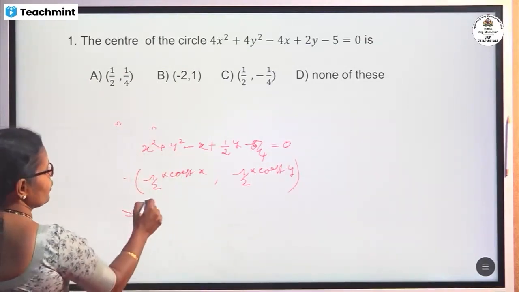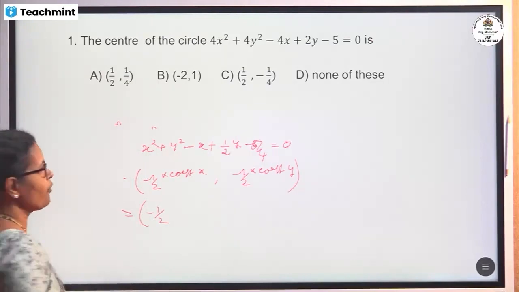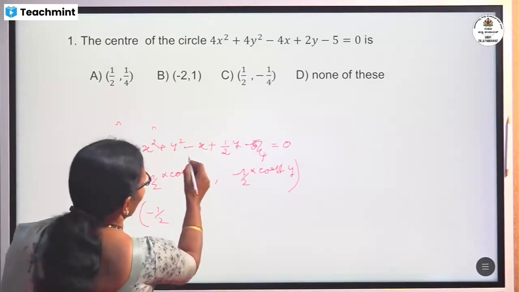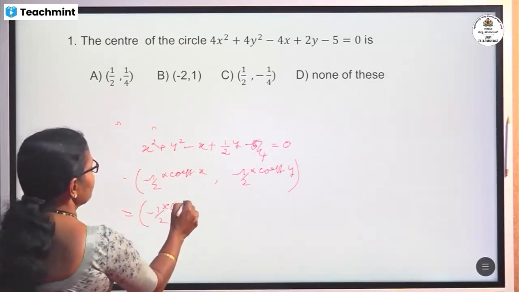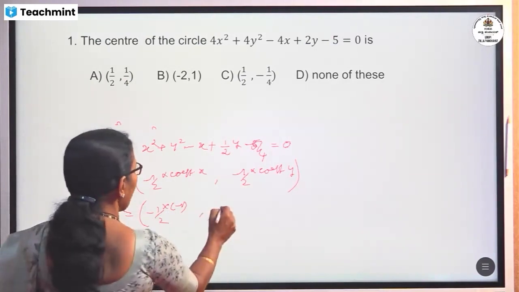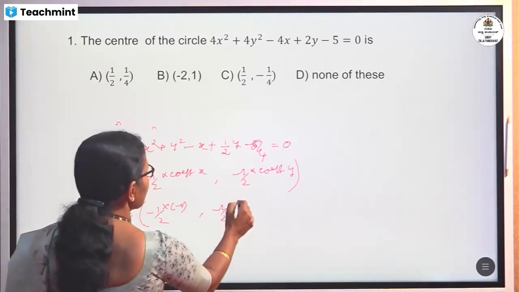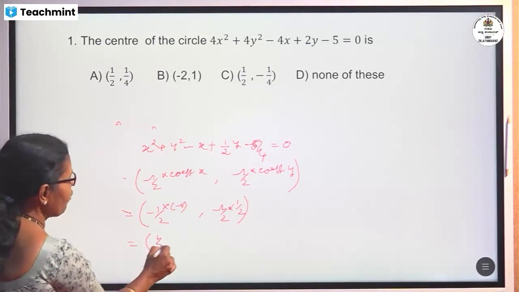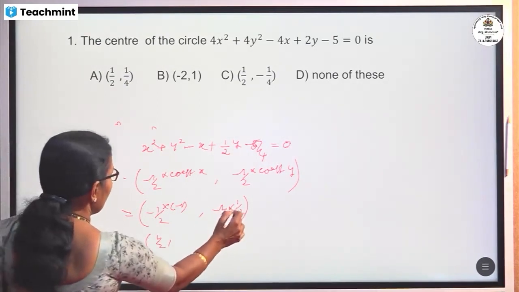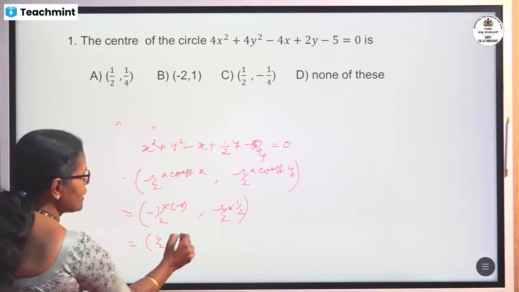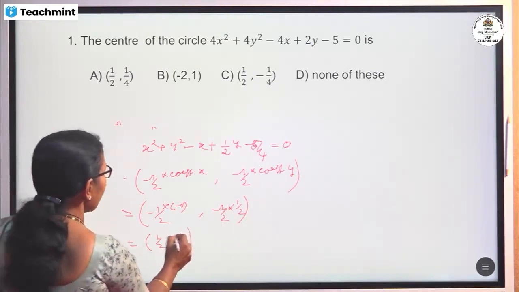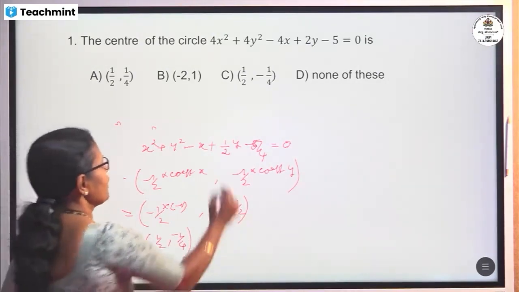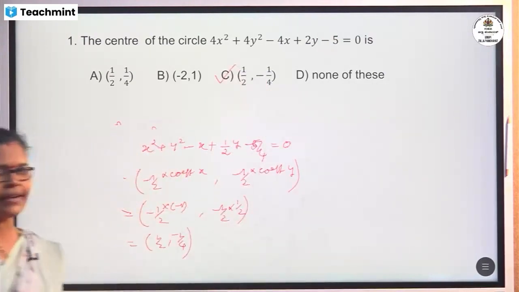Then which is equal to minus half coefficient of x. Here coefficient of x is minus 1, coefficient of y is 1 by 2. Then we get minus into minus plus half, comma, minus into plus, minus 1 by 4. Therefore, half, comma, minus 1 by 4. So, answer is C. Correct answer is C.